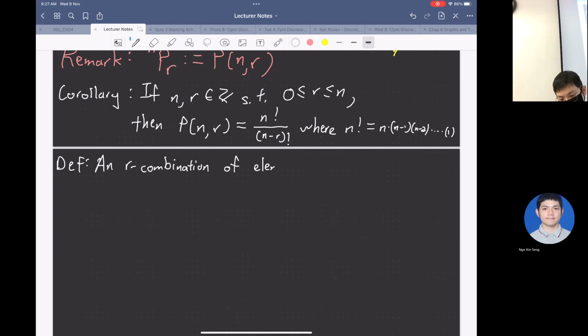Okay, permutation, we care about orders. What if we don't care about orders? Then it is called an r-combination.